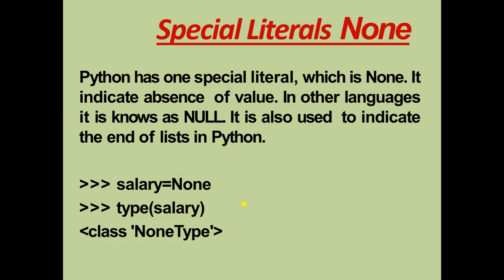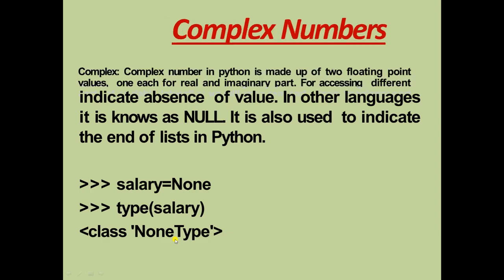Now the next one is a special literal, None. Python has one special literal, that is None. It represents the null value. When you assign salary as None and check the type, it will show you NoneType. It just indicates the end of a list in Python.